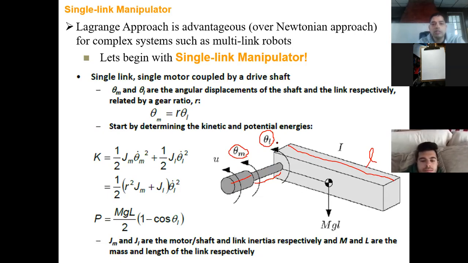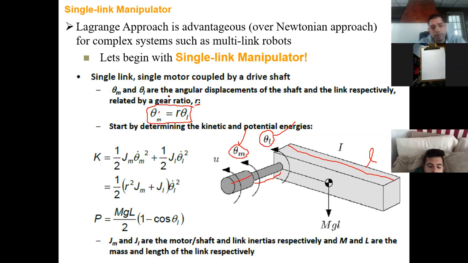So how are they connected? The ratio of these two, theta M and theta L, is called the gear ratio. We have heard of gears in engineering. So gear ratio is the ratio of theta M and theta L. This is theta L, this is theta M, and the ratio is called R. Since this is a ratio of angle and angle, this ratio does not have any unit. So gear ratio is unitless.